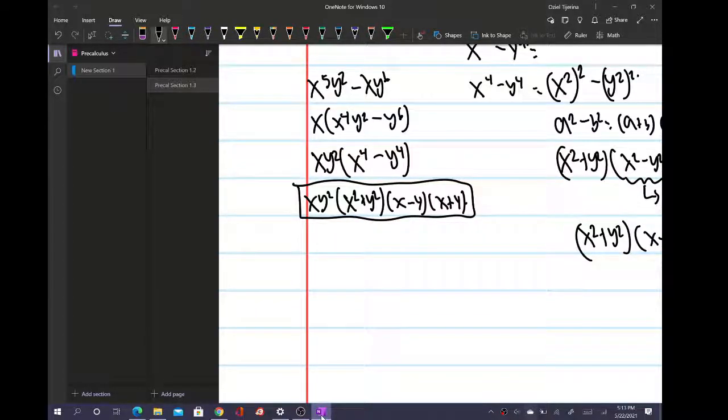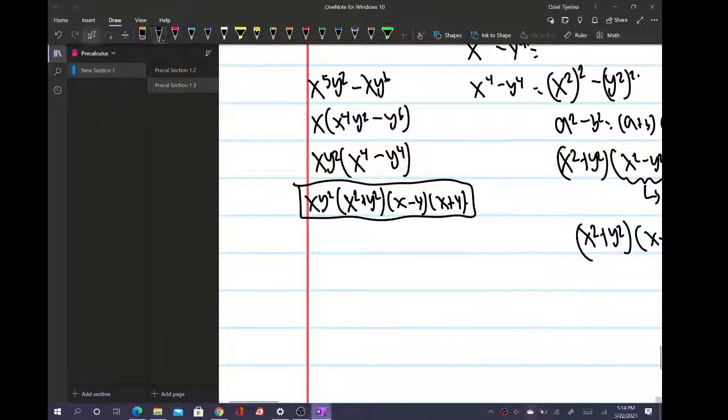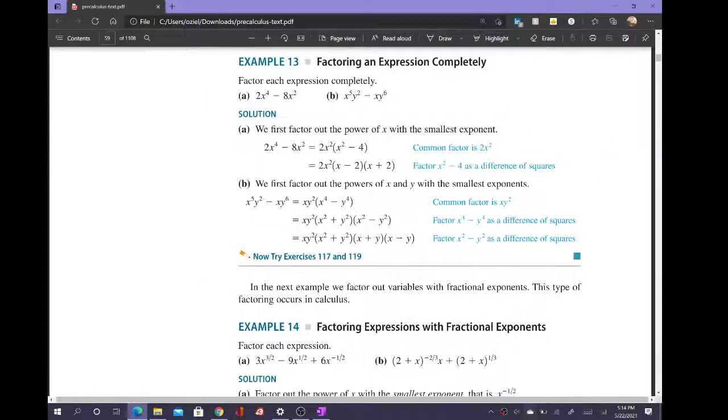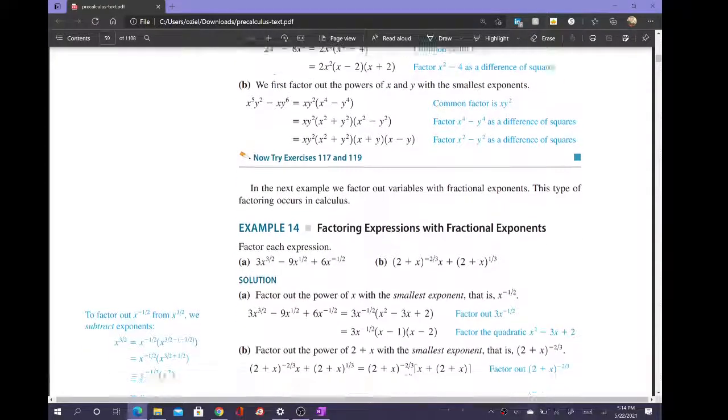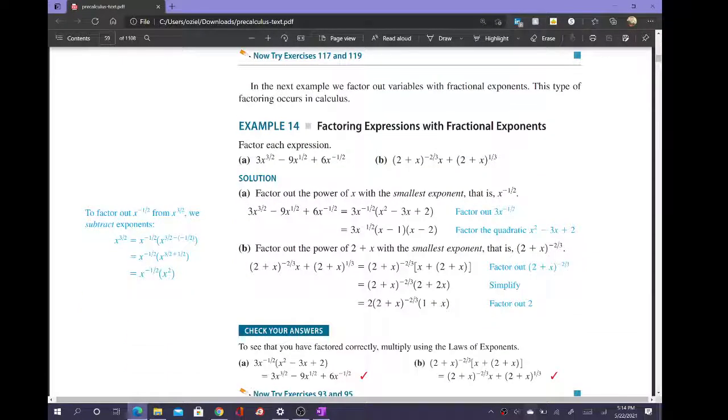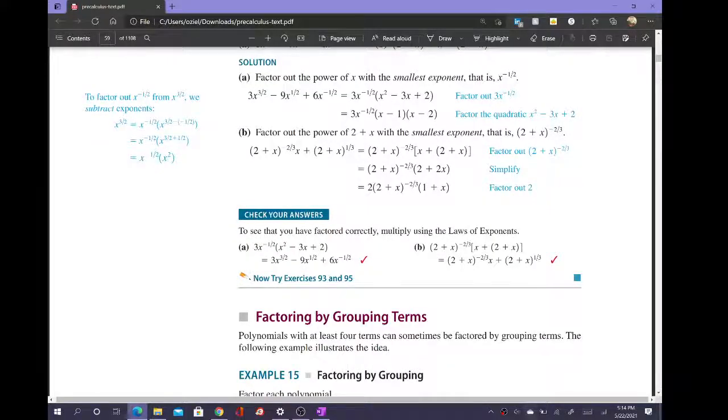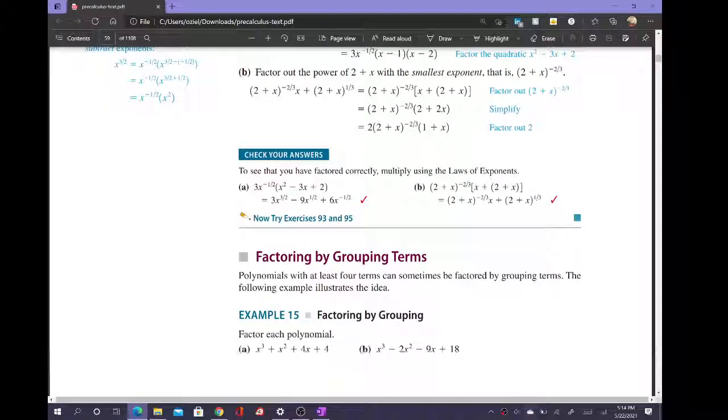Okay, guys, I think that's enough for this video. I don't want to make it any longer than it is. If you have any questions over this section, please let me know. I went as fast as I could. And like I said, it says this type of factoring occurs in calculus. I know it does because I've taken Cal 1. They do this kind of factoring in Cal 1 when they do derivatives.